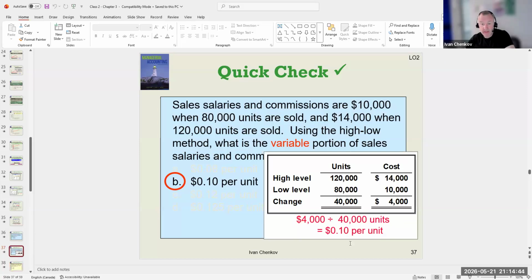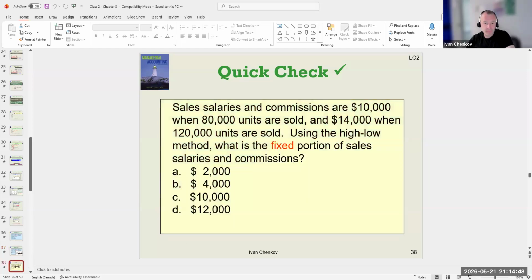Okay, once we do this, what's the next step? To find out the fixed cost. Which level should we use? Highest or lowest? Choose one of the levels. It doesn't matter, right? So let's go with the highest.